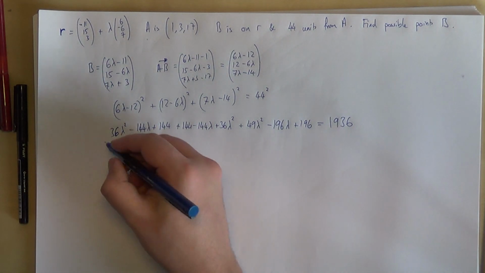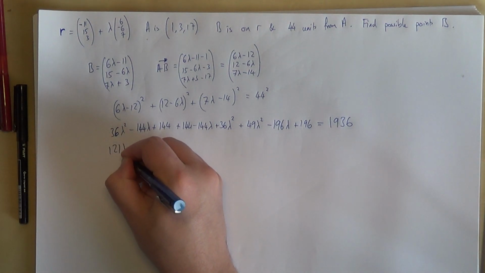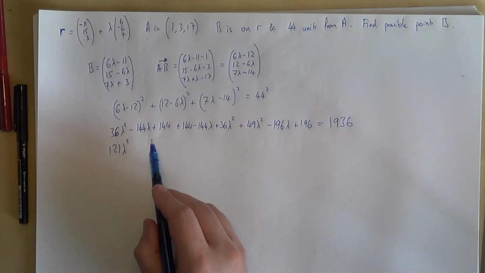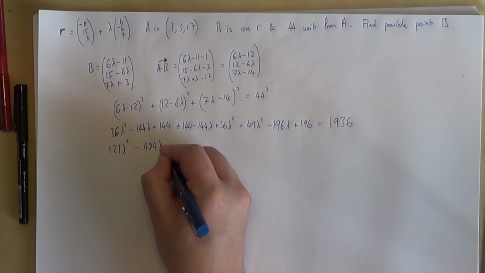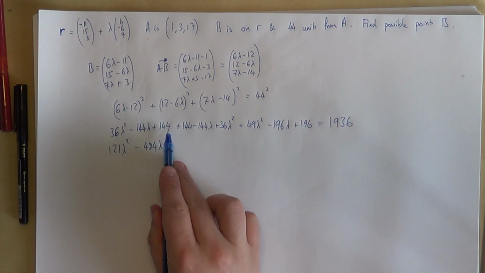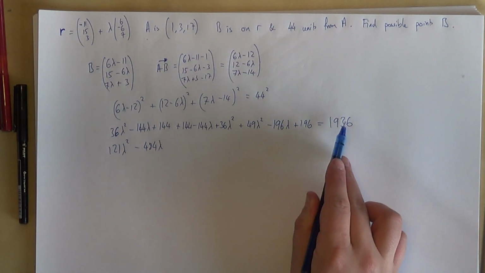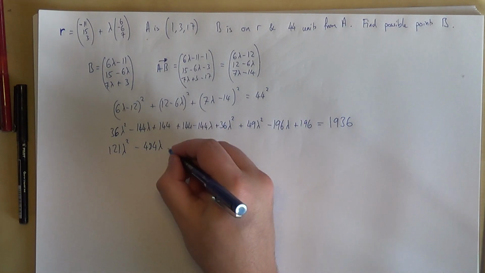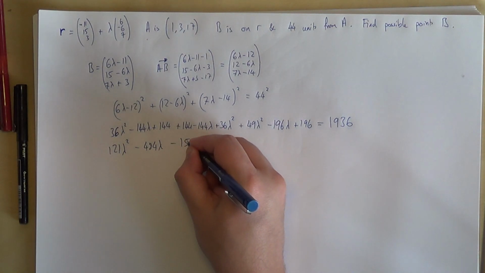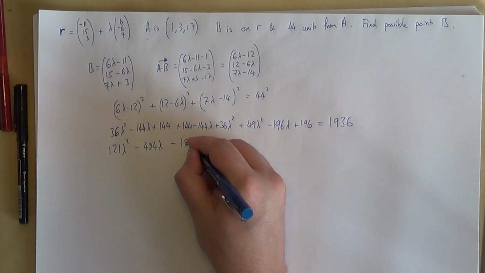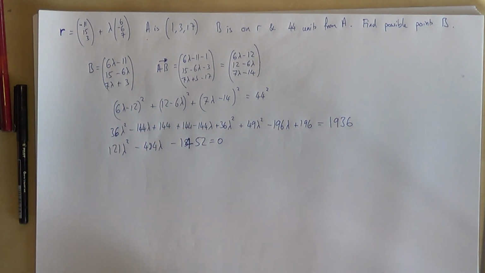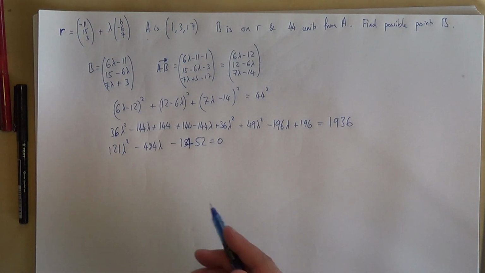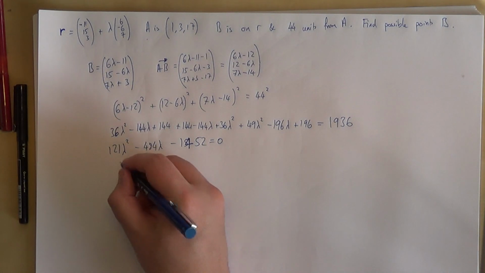36, 36, 49 is 121 lambda squared. 144, 144, 196 is negative 484 lambdas. 144, 144, 196, and bringing this over is negative 1452. So now we've got a quadratic equal to 0. You've probably got an automatic solver on your calculator, but this does in fact simplify. These are all multiples of 121.